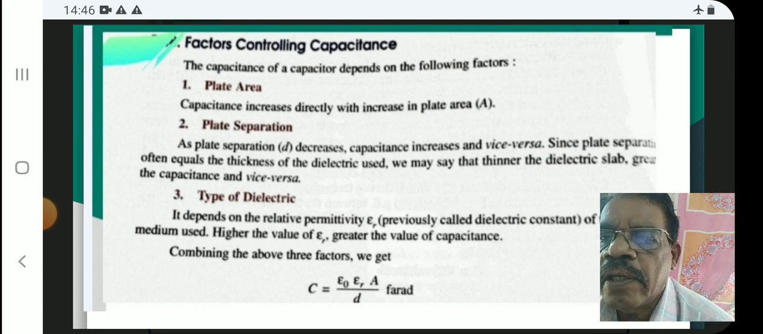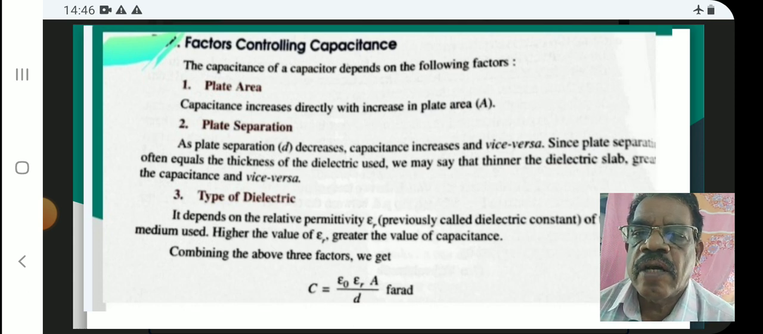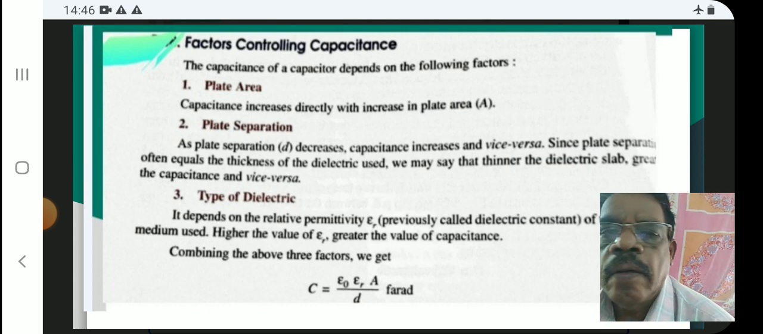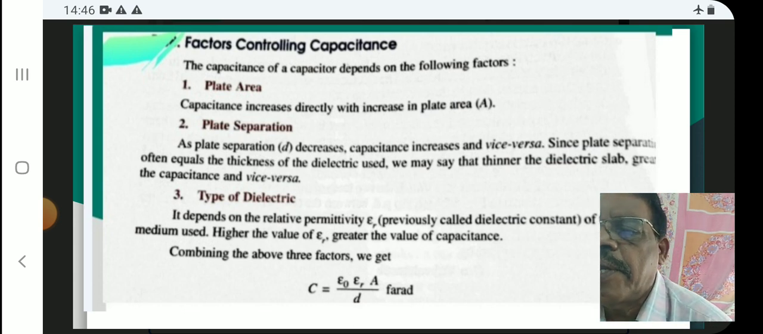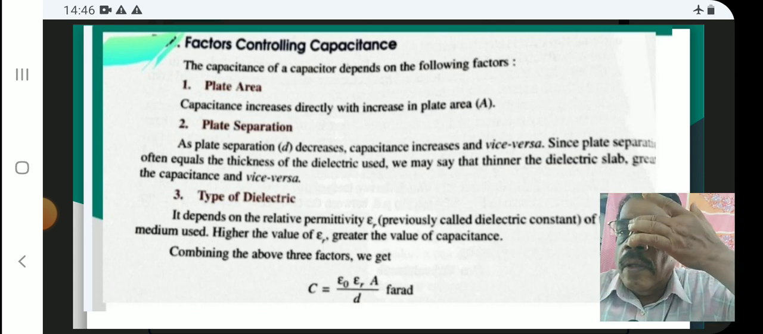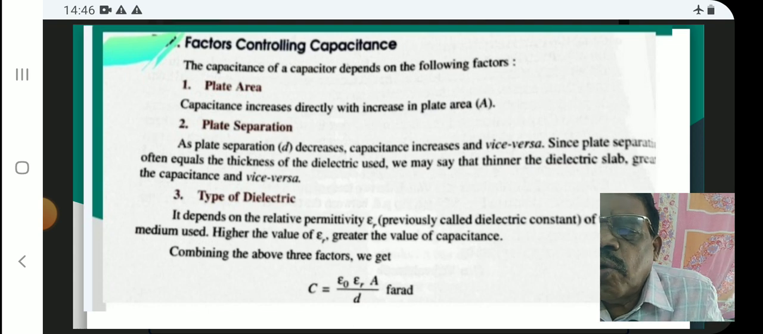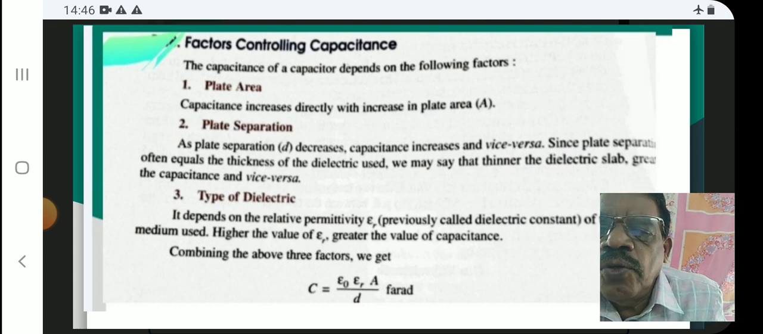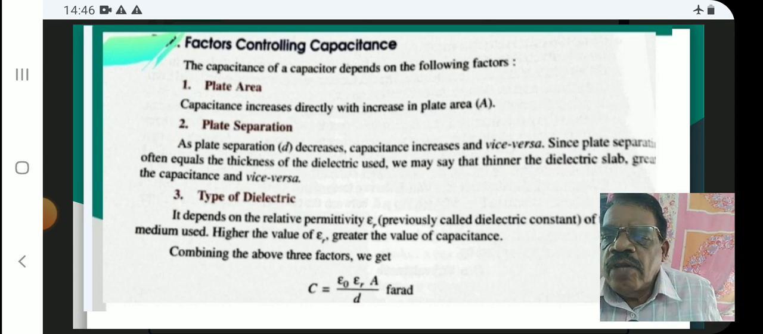As plate separation decreases, the capacitance increases, and vice versa. Since plate separation often equals the thickness of the dielectric used, we may say thinner the dielectric, greater will be the capacitance.